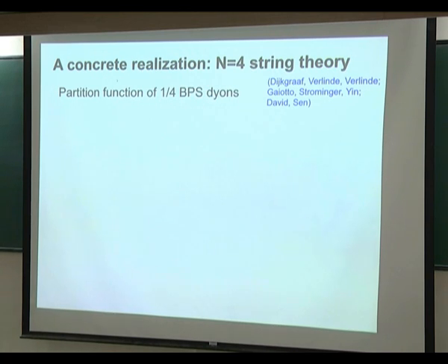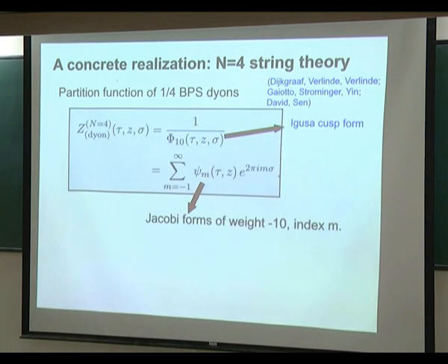These have both electric and magnetic charges. The other example we saw was 1/2 BPS states. This is more complicated, but this has been solved due to the work of many people. And the answer is that the partition function is a function of 3 variables, tau, z, and sigma.